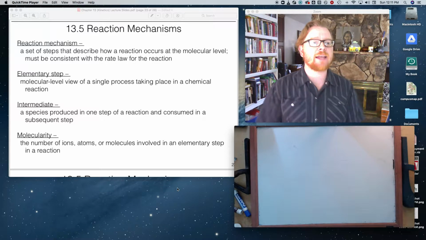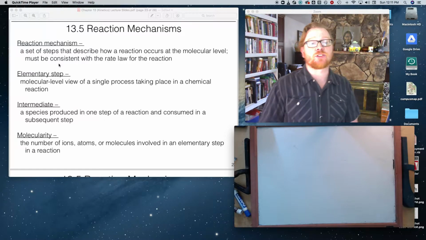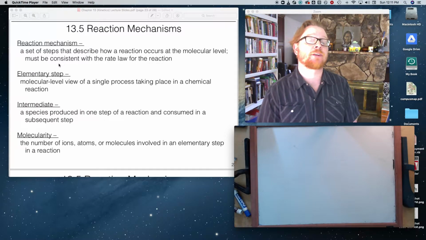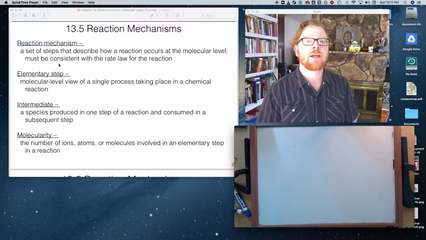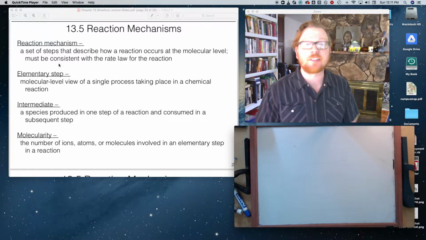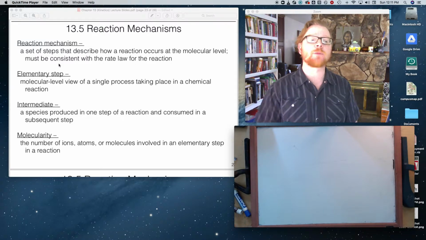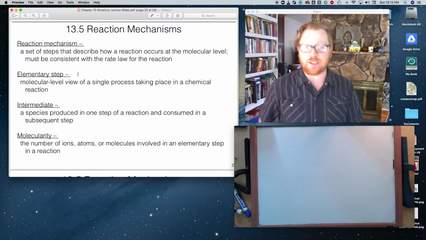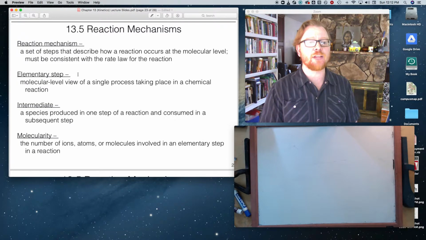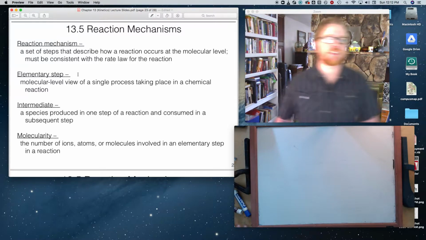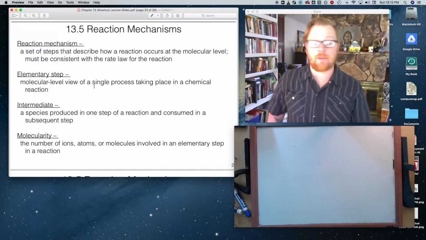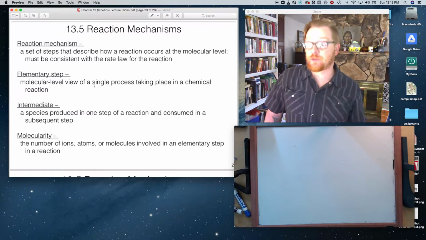And so a reaction mechanism is the set of steps that describe how a reaction occurs at a molecular level. We've had some hint of this or some notion of this in your general chemistry classes, that chemistry doesn't occur in one step, right? There's often multiple steps. And those multiple steps are called elementary steps, okay? Which is the molecular view of a single process taking place in a chemical reaction. And within those elementary steps, we can create what's called intermediates. So an intermediate is a species that's produced in one step of a reaction and consumed in a second step.